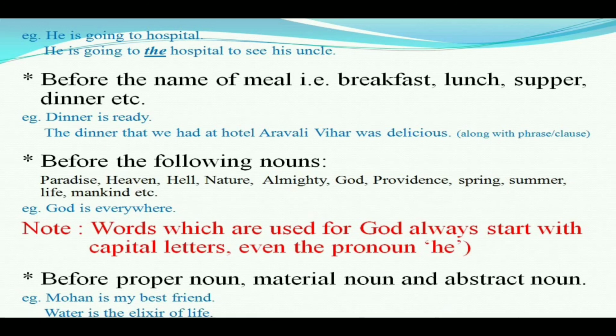Next point, before the following nouns, we do not use any article. They are paradise, heaven, hell, nature, almighty, God, providence, spring, summer, life, mankind, etc. Before these words, we do not use any article. So instead of saying the God is everywhere, we say God is everywhere.